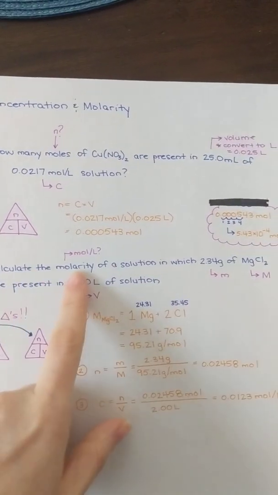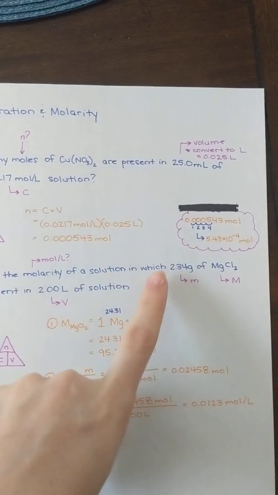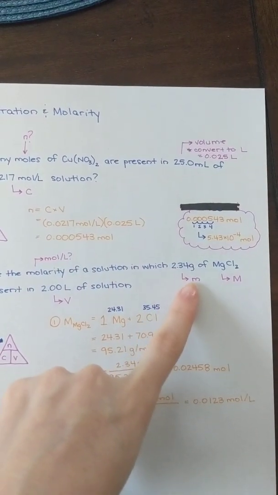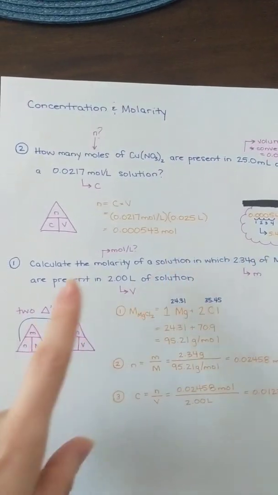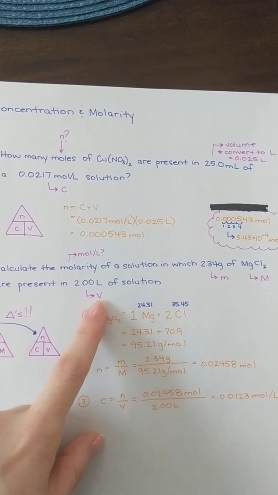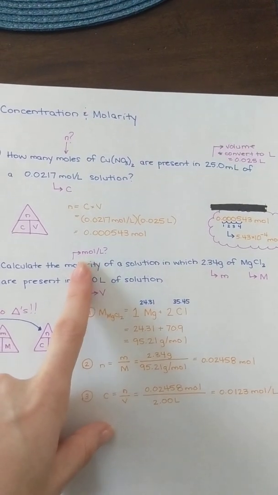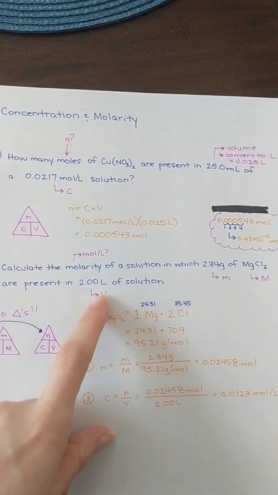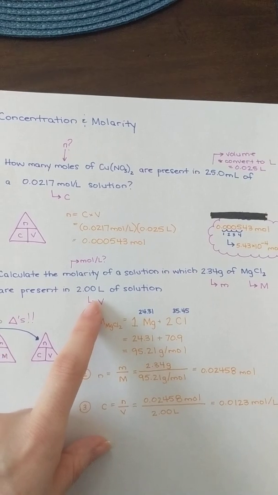So we want to calculate the molarity. So we want to find out the concentration of a solution in which we have 2.34 grams, which is our mass, of magnesium chloride present in 2.00 liters of solution. So we have a volume. We want to find moles per liter. So we have those two values. However, we don't have moles yet. We can't just use that one triangle.